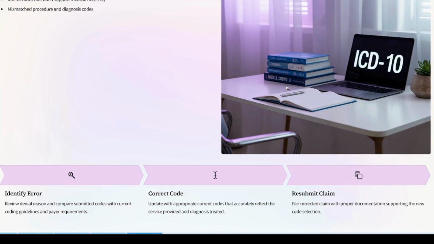So first you want to identify the error, review denial reason, and compare submitted codes with current coding guidelines and payer requirements. All right, so different payers have different requirements. You want to correct code, update the appropriate current code that accurately reflects services provided and diagnosis treated. And lastly, you want to resubmit the claim by filing a corrected claim with proper documentation supporting the new code selection. All right.